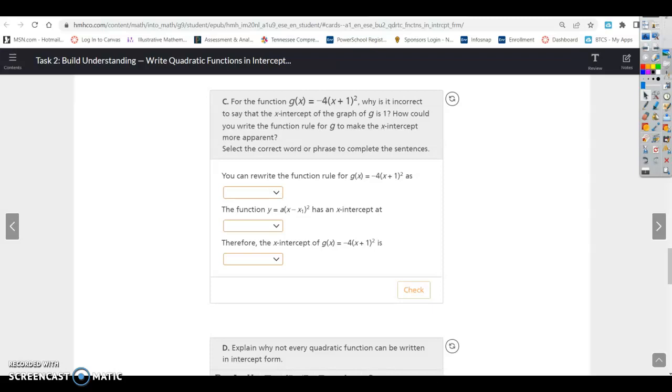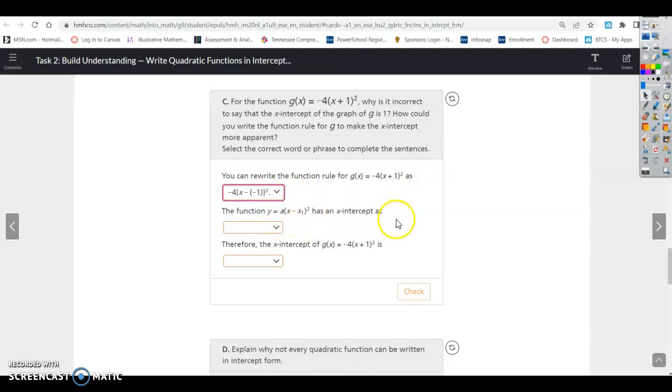All right, for the function g of x equals -4 times x plus 1 quantity squared, why is it incorrect to say that the x-intercept of the graph is 1? Okay, remember it's always opposite h, so this would be -1. So instead of 1, this really should be -1. How can you write the function more appropriately? Select the correct word or phrase to complete the sentence. So you can rewrite the function rule g of x as, so we're going to write this as x minus -1, so that represents h correctly.